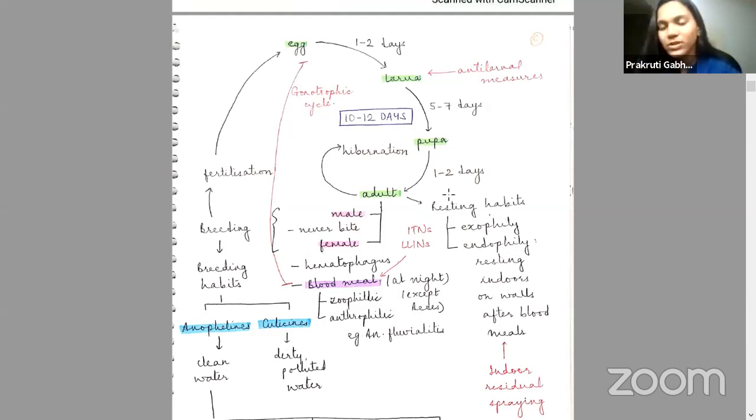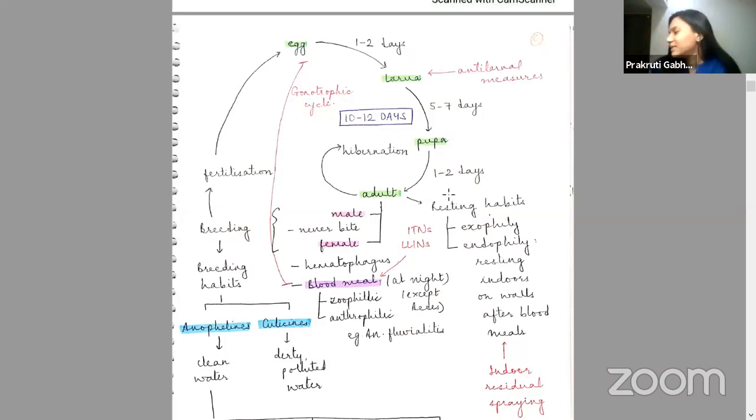But this shows the degree of anthropophilism. Like we said, Anopheles fluviatilis is more anthropophilic. Also, the time of the mosquito taking the blood meal also varies. Mostly, the blood meal is taken at night, except for the Aedes mosquito, which obviously doesn't cause malaria.